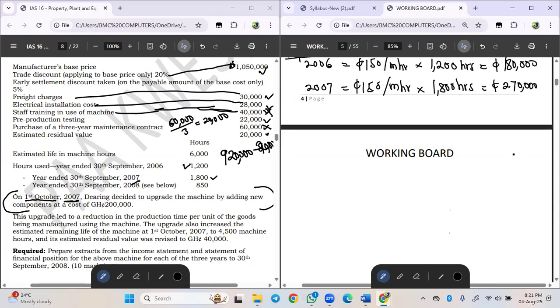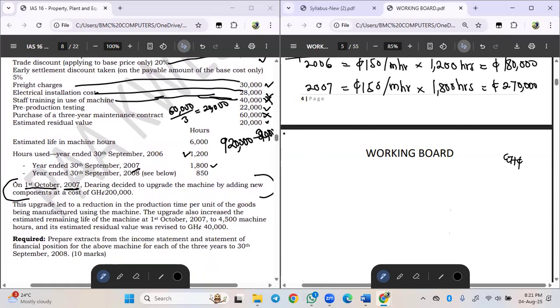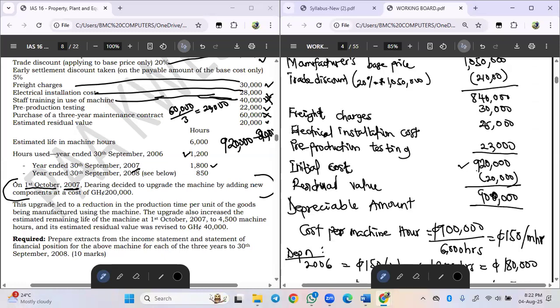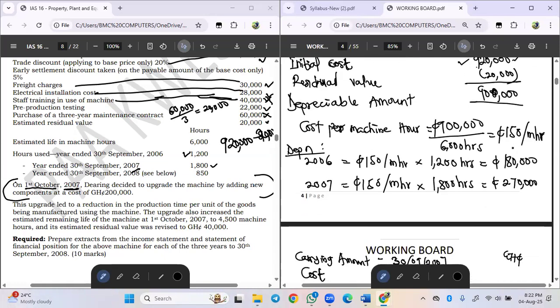So we bring our sign. What was it? Yes, cedis. Okay, so now let's cost. We want to determine the carrying amount as at 30th September 2007. This one is also the same as what? The same as 1st October 2007. Okay, so the cost of the assets. Now we are not going to use the depreciable one. We are using the original cost, the initial cost, 920,000 here.